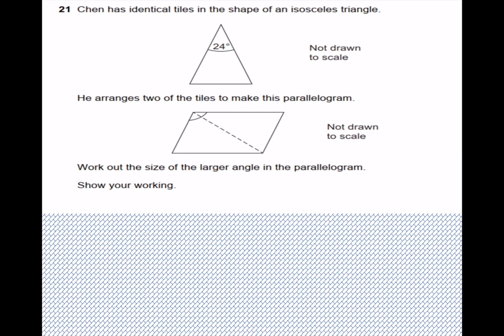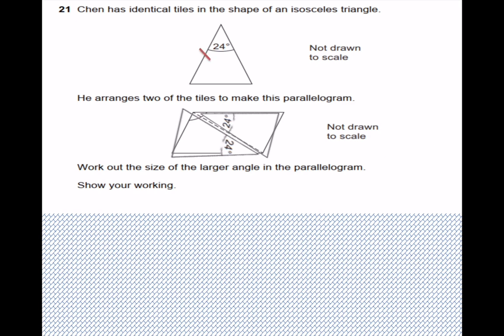We have identical tiles in the shape of an isosceles triangle, 24. Isosceles means that the two sides are equal. If you put them like this, flipped, they will have this shape. You have a parallelogram. We need to work out the size of the large angle. So step 1, I have only one angle, I have only 24. But this is an isosceles triangle.